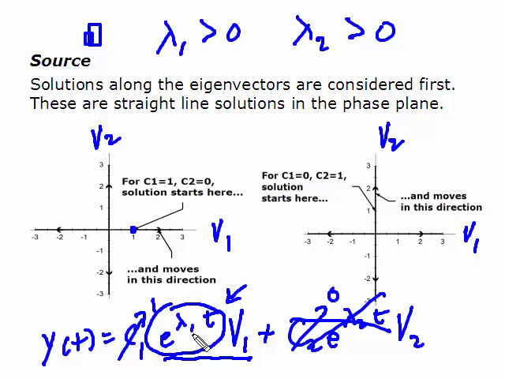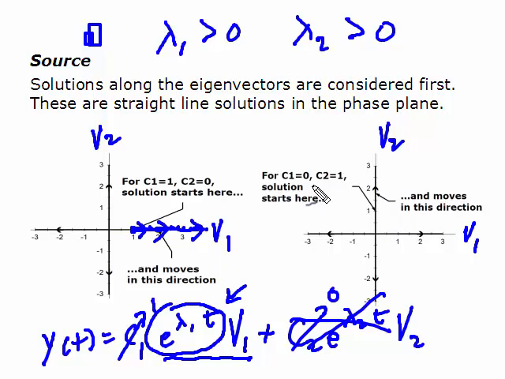Okay. Now, because these are positive, we're going to be moving in this direction. If lambda 1 is very big, we're going to be moving in terms of t very fast. If it's small, we will be moving slower. But basically, the solution is walking along that eigenvector in that direction if you looked at it as a function of time in the phase portrait.